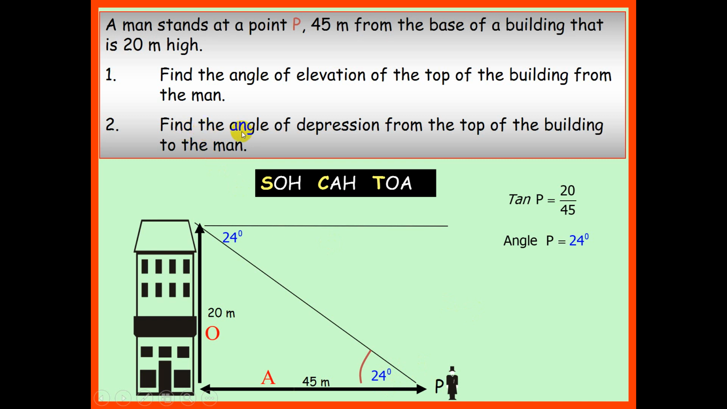The next question was to find the angle of depression from the top of the building to the man. And you will notice that I put 24. So how did I get 24? The angle of elevation is equal to the angle of depression, and the reason is alternate angles. We have two horizontals that will be parallel to each other, so therefore these two angles are equal. So I want you to remember that the angle of depression is equal to the angle of elevation in this diagram.